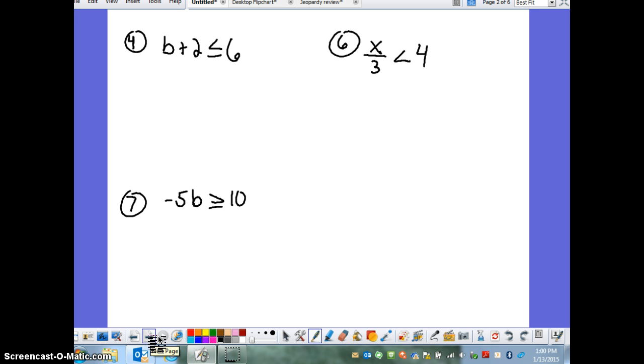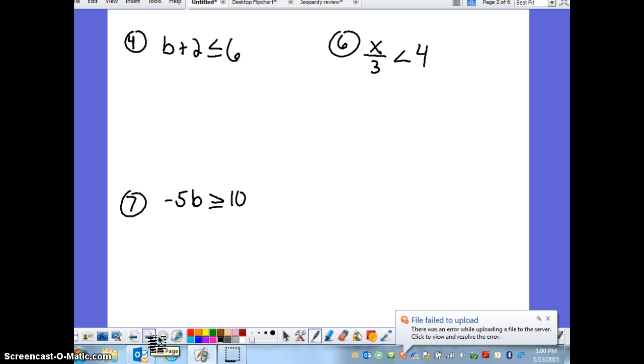I'll do this in two different videos. This one will be through number 11, which is really when you're solving for the inequalities. The second video will deal with when you are graphing the inequalities in two variables.